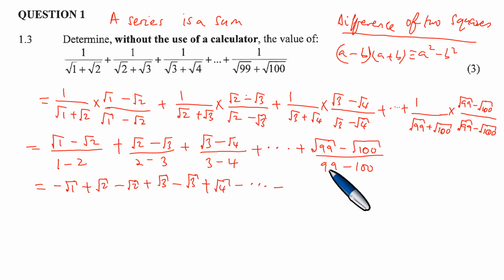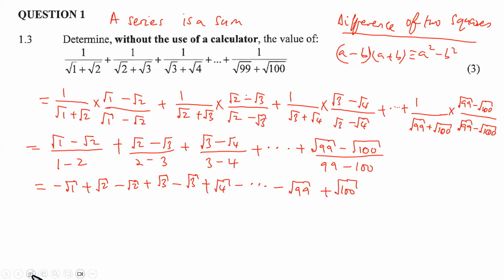Right, next you have 99 minus 100, which is exactly minus 1. If you divide the square root by minus 1, it becomes minus the square root of 99. And if you divide here by the negative, it's going to become plus, because negative divided by negative is plus.